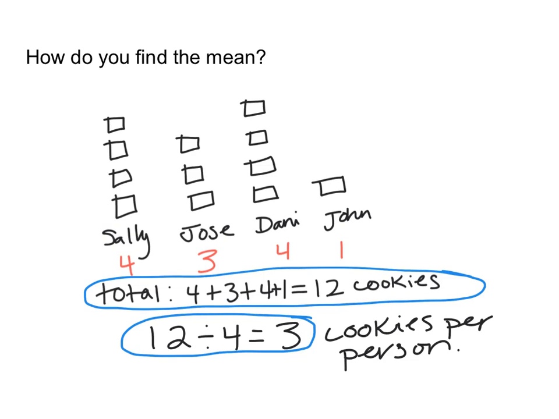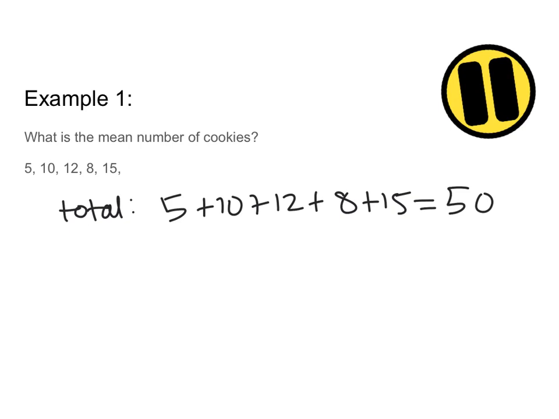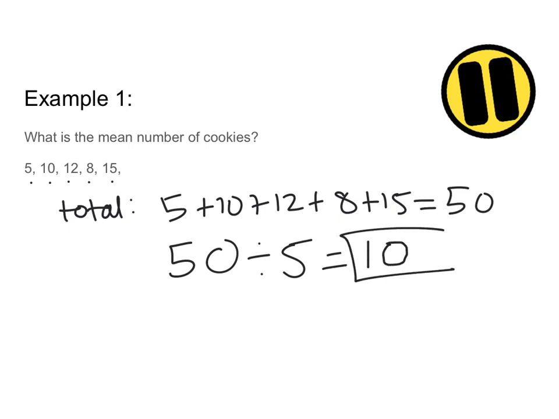So let's try it again. Go ahead and pause, and I want you to find the mean number of cookies if there were 5, 10, 12, 8, and 15 cookies brought. Do it now. So first I found the total, which was 50. And then since there were 5 numbers, 1, 2, 3, 4, 5, I did 50 divided by 5, which told me it was an average of 10 cookies.